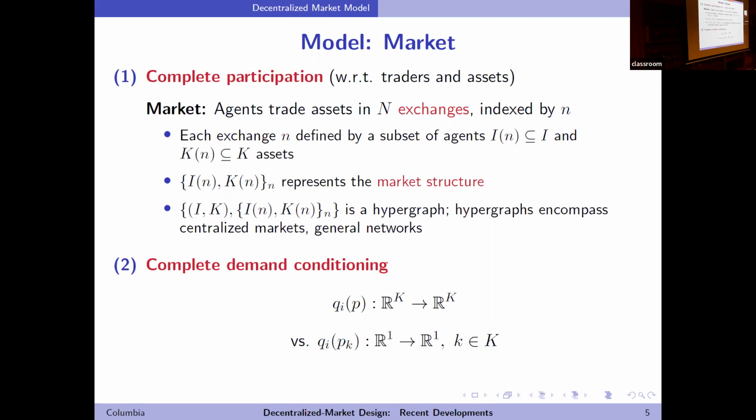So now let me clarify. Here, traders submit contingent demands in the exchanges where they participate. I don't need to participate in all exchanges, but in the exchanges where I participate, I submit a contingent demand. So are you saying that if I'm participating in exchange 1, I'm submitting a demand contingent also on the price of 2? Yes. Oh, I see. Okay. This is a sense in which we are isolating the effect of incomplete participation alone. I see the difference. Yes. Okay. Thank you for that question.